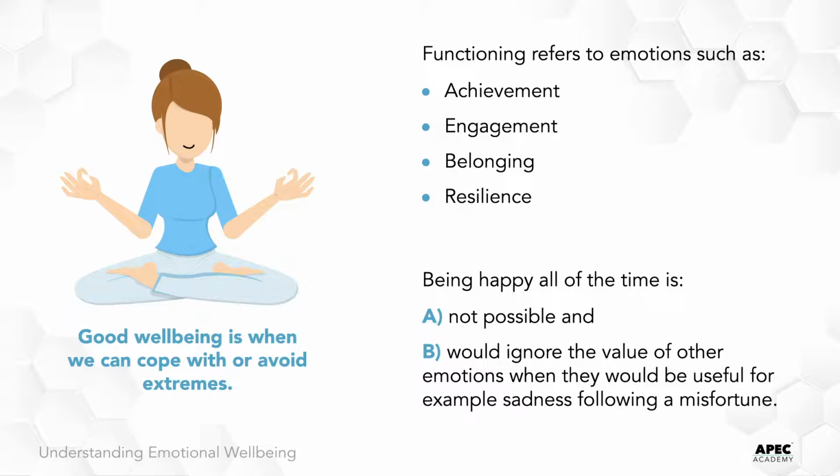Emotional well-being is not just about being happy all the time, but about your ability to function. Functioning refers to emotions such as achievement, engagement, belonging, and resilience. Being happy all the time is A, not possible, and B, would ignore the value of other emotions when they would be useful, for example, sadness following a misfortune.